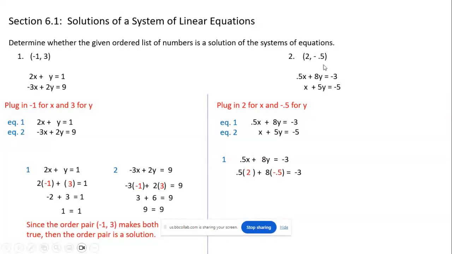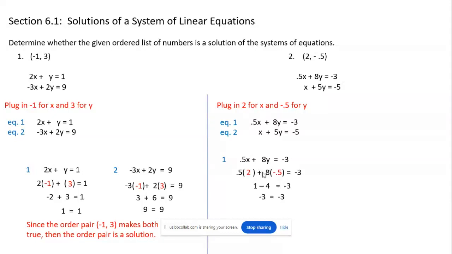We have to be careful, we are dealing with decimals. We have 0.5 times 2 gives me 1, and 8 times a negative 0.5 gives me a negative number, 8 times 0.5 is going to be 4. So we have 1 minus 4, and when I subtract 1 minus 4, I get negative 3. Great, I have a true statement. So this point, 2, negative 0.5, is a solution for equation 1.